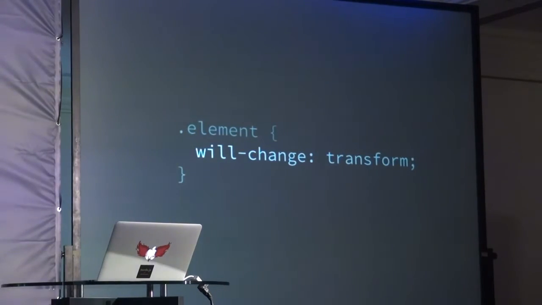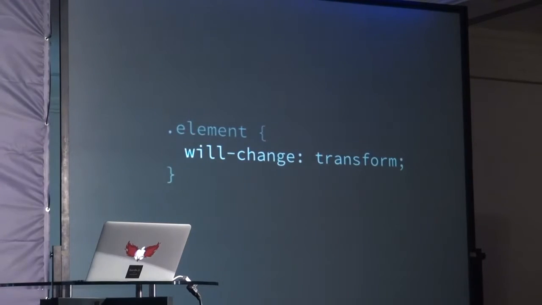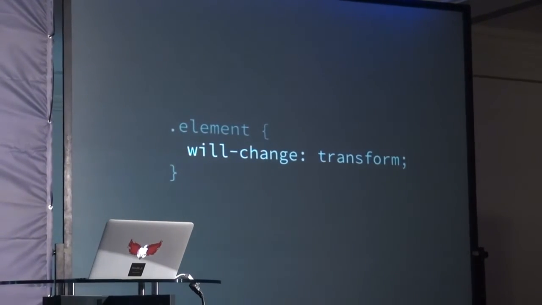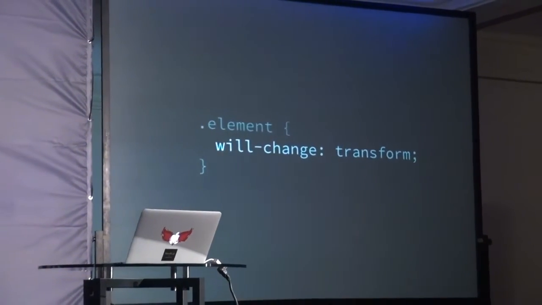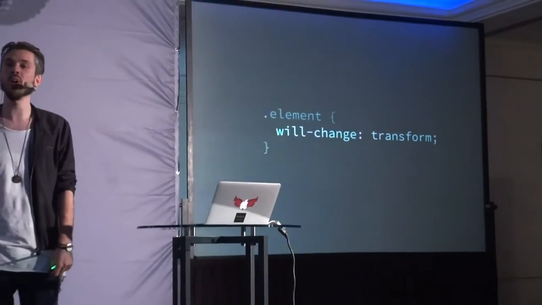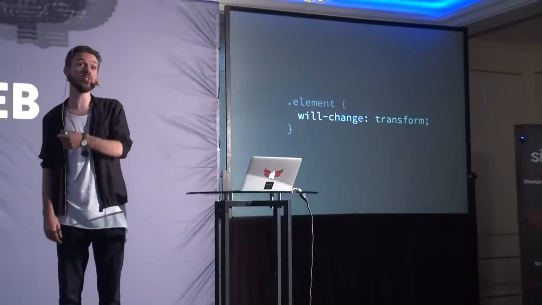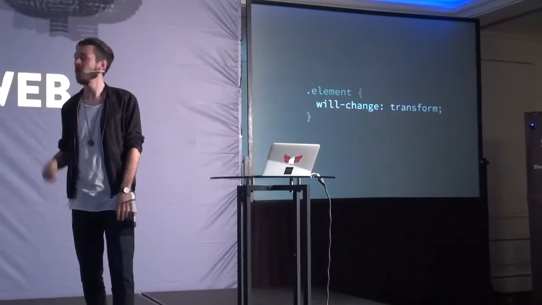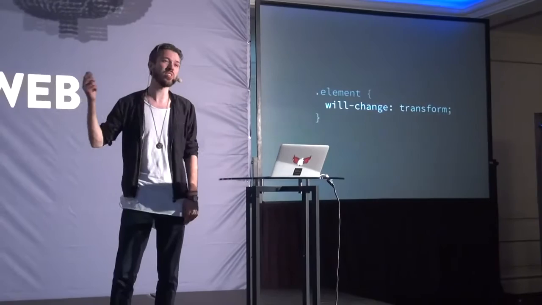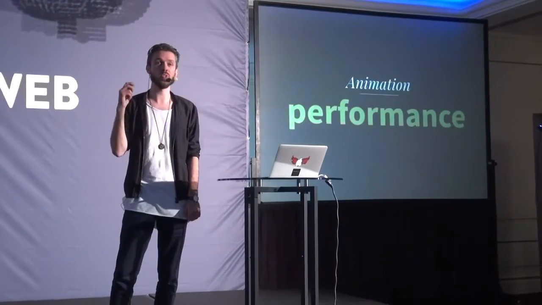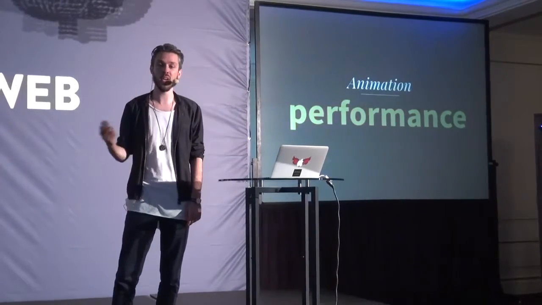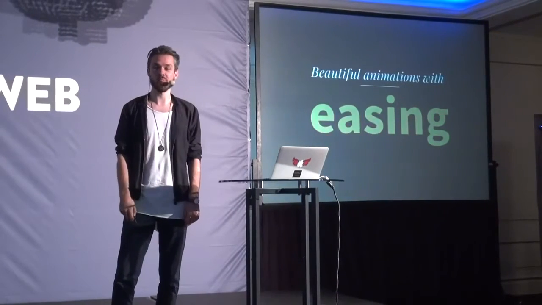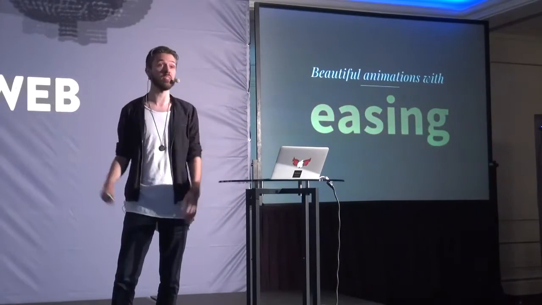If you have something that is often animating, like this menu that is often disappearing or appearing, you could add this. If you have something that is just animating once, you could, for example, add this on hover, and then on click, it would hopefully be prepared to do that animation. But the browser support is pretty limited, but you should at least keep an eye out for that. So that's animation performance. Beautiful animations with easing.